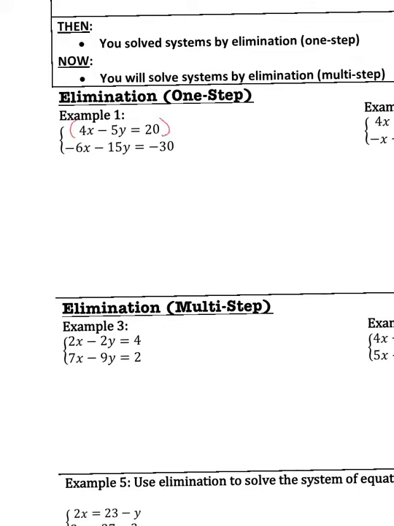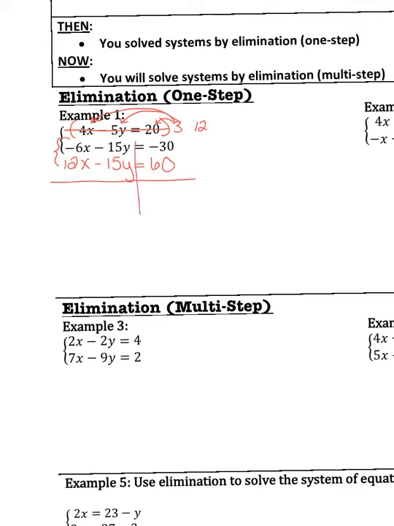If I'm going to manipulate anything, I have to manipulate the whole thing. I can't just manipulate one thing. So I'll do 3 times the 4x, and I'll get 12x. Then I'll do 3 times negative 5y, that's negative 15y. And 3 times 20 gives me 60. Now I'm going to cross this out because I'm not going to use it now, and I don't want to get confused. So now these two are the system.